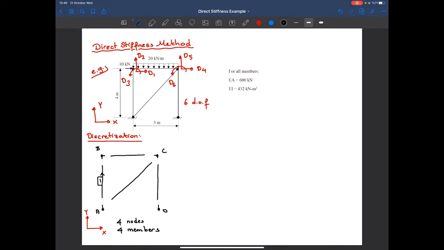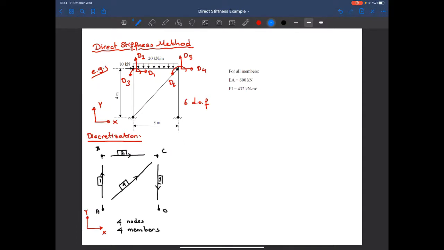Okay, that's my second member. I'll define it going from B to C, so B being the start node, C being the end node. Now this is my third member. Its start node is C, end node is D. Let's define it this way. And this is the fourth member. Start node is B, end node is C. So I put an arrow like that.